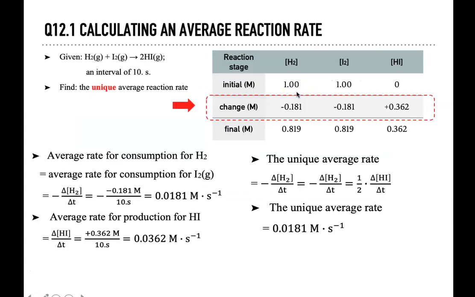In order to find the unique rate, we note that the production rate is twice the consumption rate. To find the unique one, we need to divide each rate by its coefficient. Here hydrogen is 1, iodine is 1, hydrogen iodide is 2. So those stay the same, but for the hydrogen iodide change rate, we need to divide by 2. Then this gives a single rate, 0.0181 molarity per second. We can apply this to the general equation in the next slide.